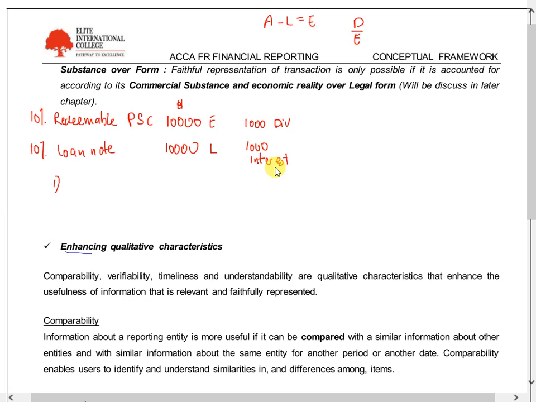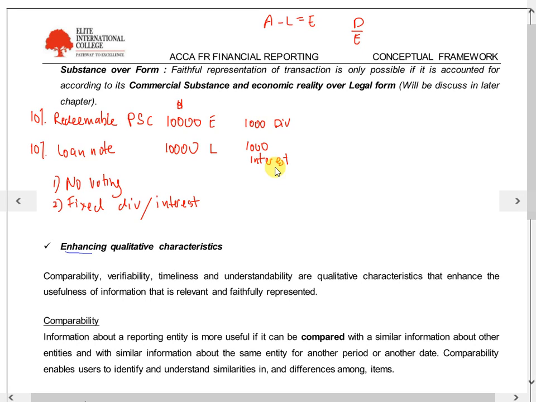First similar characteristic is both have no voting rights. A loan holder cannot vote in my company. A preference shareholder cannot vote. Number two, redeemable preference share has a fixed dividend. A loan has a fixed interest. Oh yeah, one more difference here. Interest is an expense. Dividend, we pay dividend. We call this a distribution, not an expense.